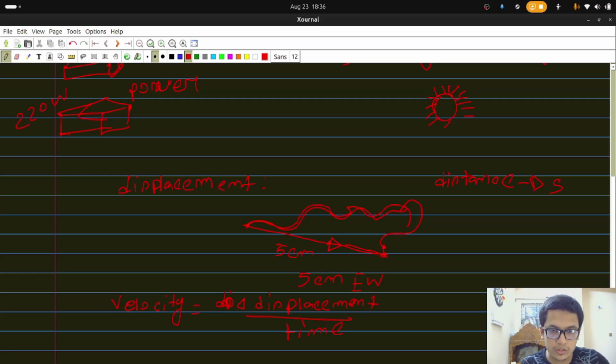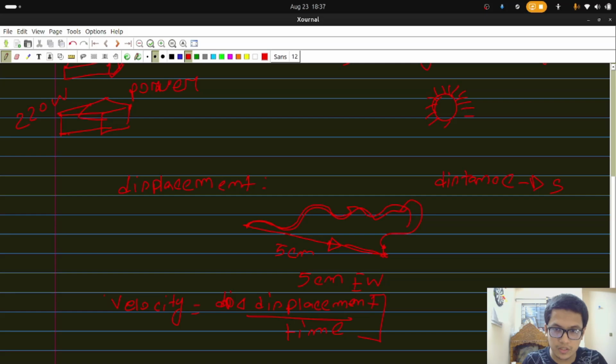is what? Displacement is a vector quantity, right? Displacement is a vector quantity. So as displacement is a vector quantity, velocity should also be a vector quantity. Theoretically, it's not good to say it like that, but if you think about velocity, okay?